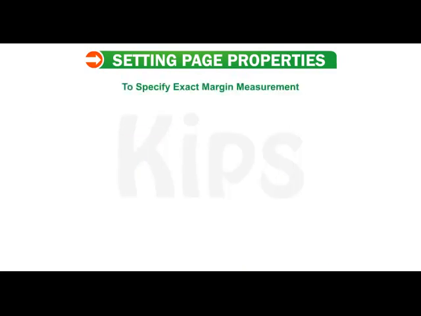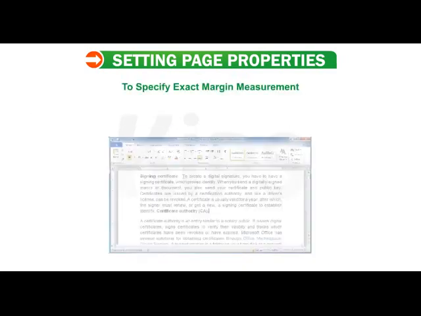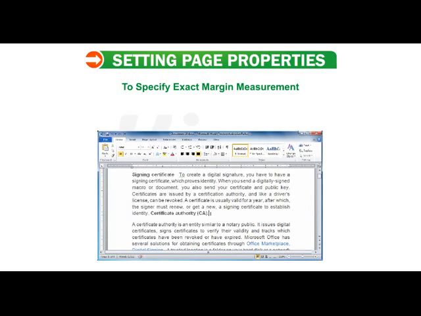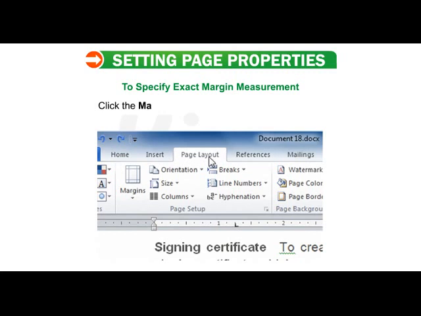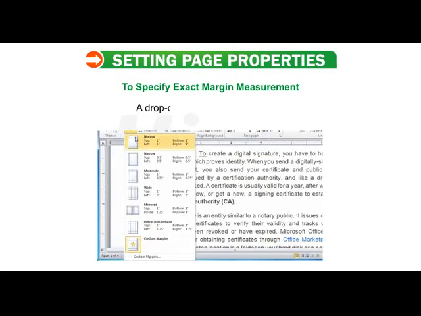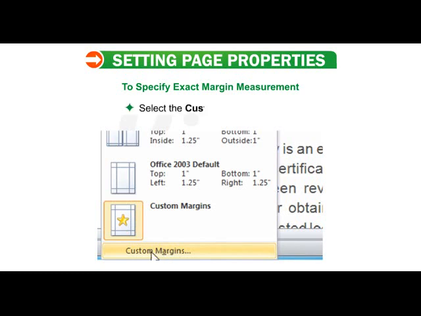Let me now guide you how to specify exact margin measurement. Select the Page Layout tab. Click the Margins button in the Page Setup group. A drop-down list of options appears. The normal option is selected by default. Select any predefined margin setting, or select the Custom Margins option.